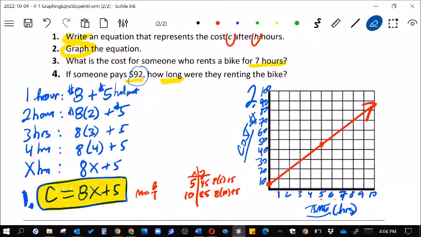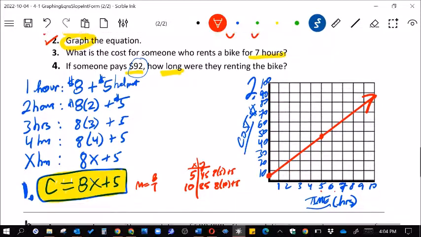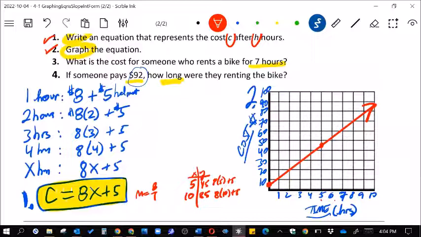So I've done 1, and I've done 2. Now let's figure out the cost for someone who rents the bike for 7 hours. I'll call this 3 here.